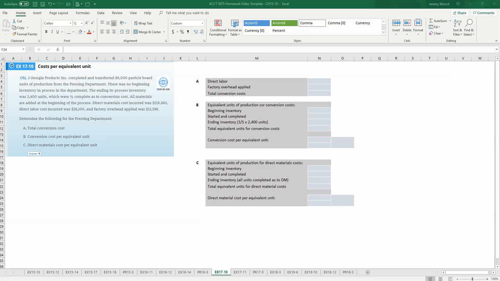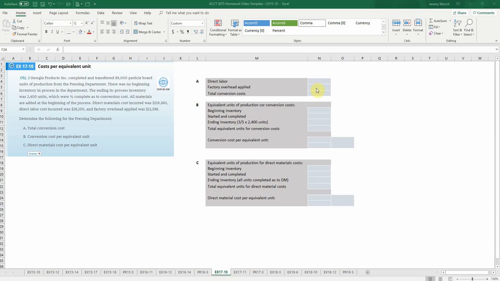And so in this problem, the first thing it does is ask for total conversion cost. What conversion costs are: what goes into our cost of goods sold? We have direct materials, direct labor, and factory overhead. Conversion costs ask what it takes to convert our direct material into a finished product, and that takes direct labor and overhead. So anytime you hear conversion costs, we're talking about direct labor and overhead.